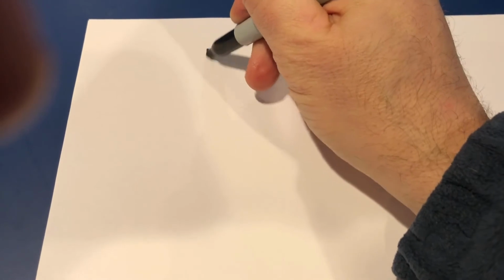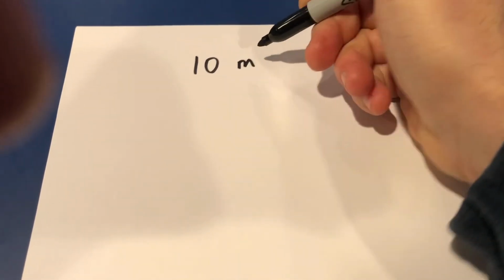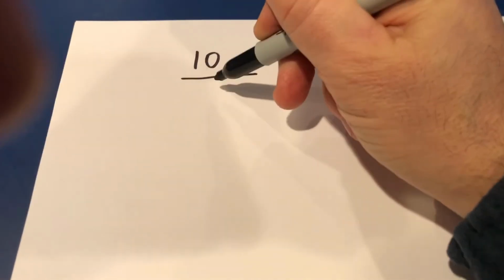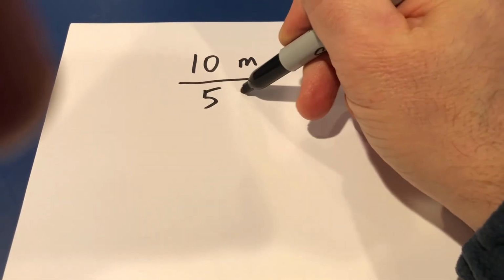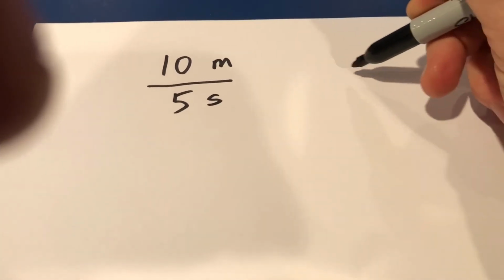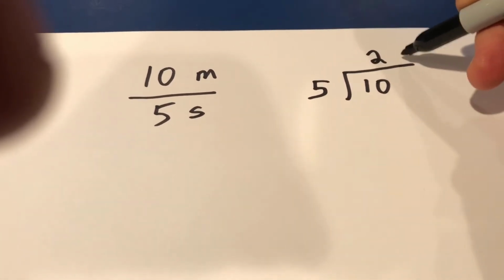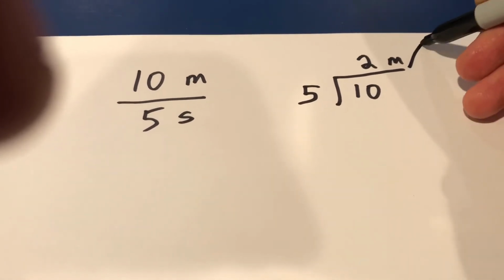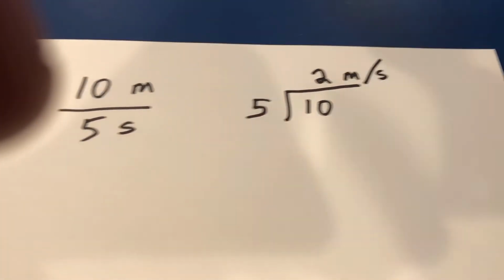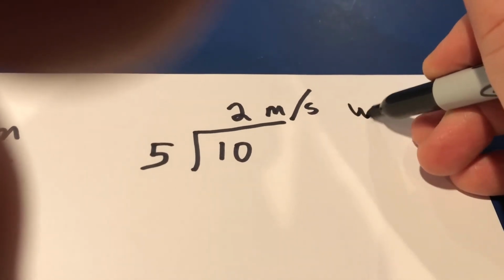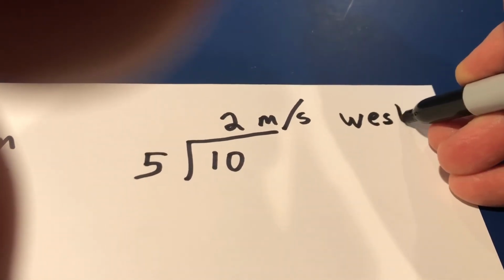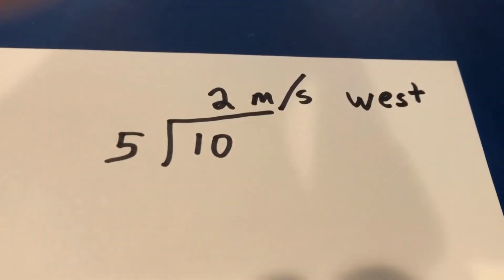I traveled 10 meters in 5 seconds. So we'll start by writing my distance, 10 meters, divided by 5 seconds. And so I put the 10 meters into the box, right? And I come up with 2 meters per second. I was headed west. So 2 meters per second west.